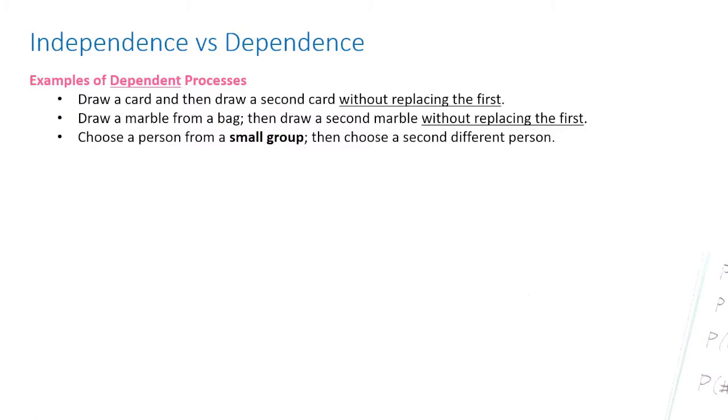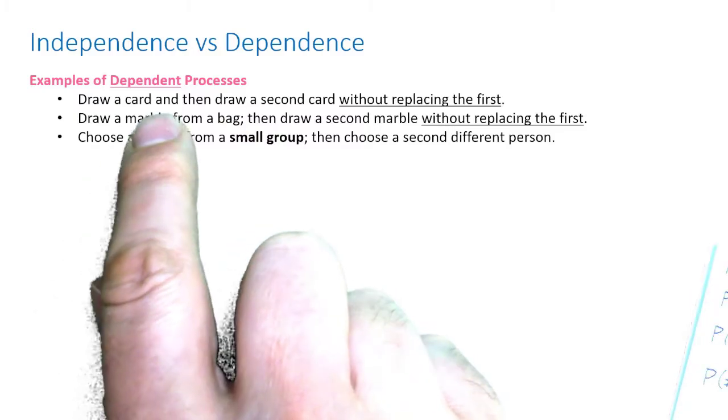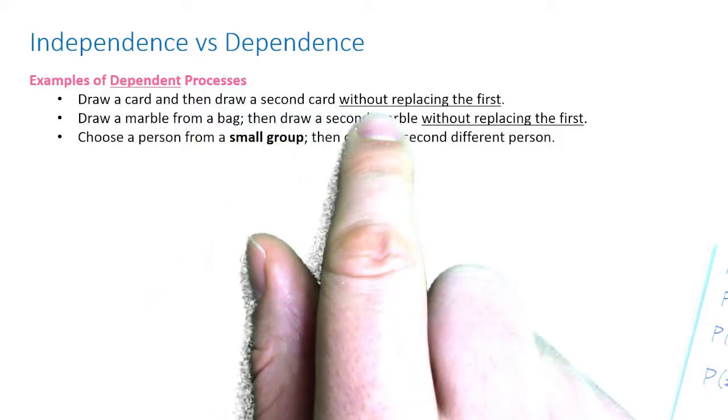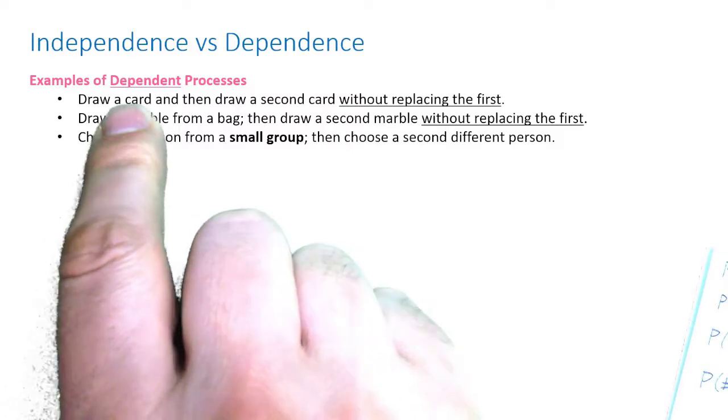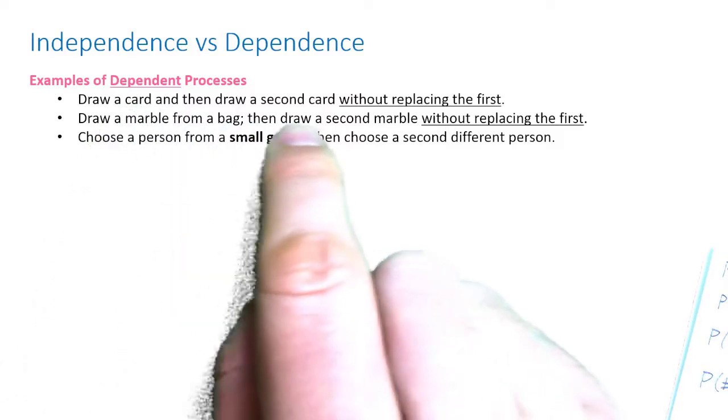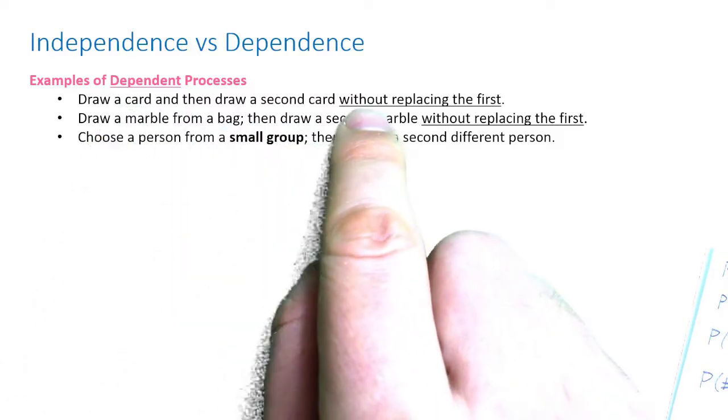Now, there are dependent processes. If you draw a card from a deck and then draw a second card without replacing the first, that would be an example of dependent events. The second draw depends on what happened on the first draw. For instance, if I drew an ace on my first draw, it makes it less likely for me to draw an ace on the second draw because there is one fewer ace in the deck.